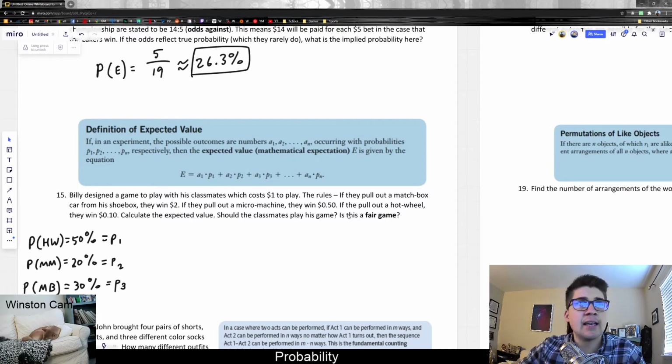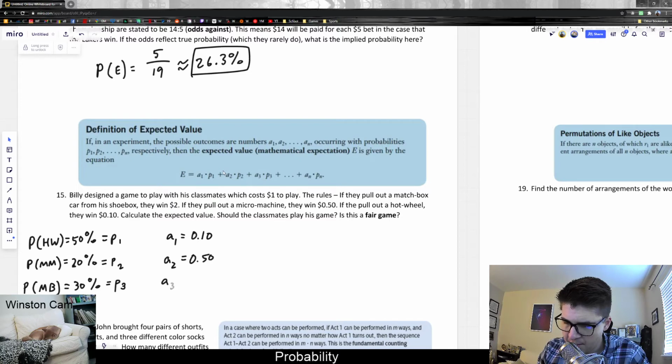As the definition states, you need to take the numbers of the potential outcomes and multiply by the respective probabilities. In this example, if they pulled a Hot Wheel, they won a dime. So A1 would be 10 cents, which I'll put as 0.10. If they pulled out a Micro Machine, they would win 50 cents. And if they pulled out a Matchbox, they would win $2.